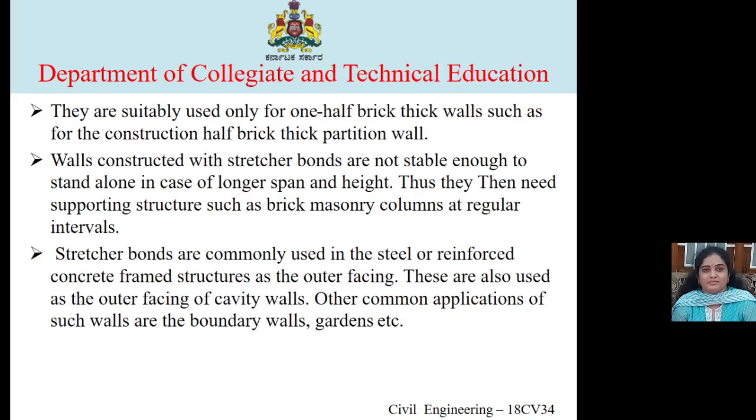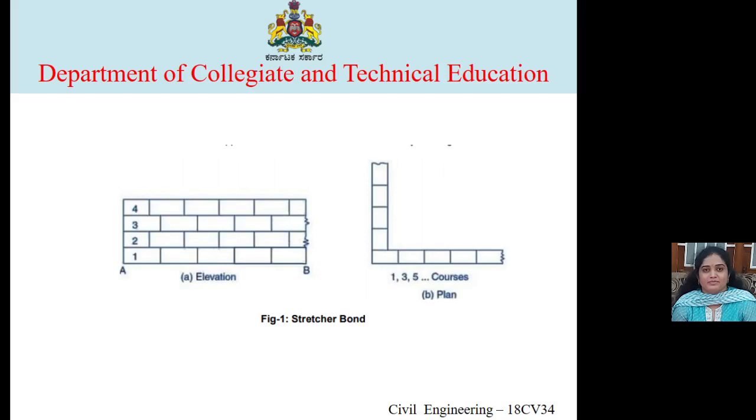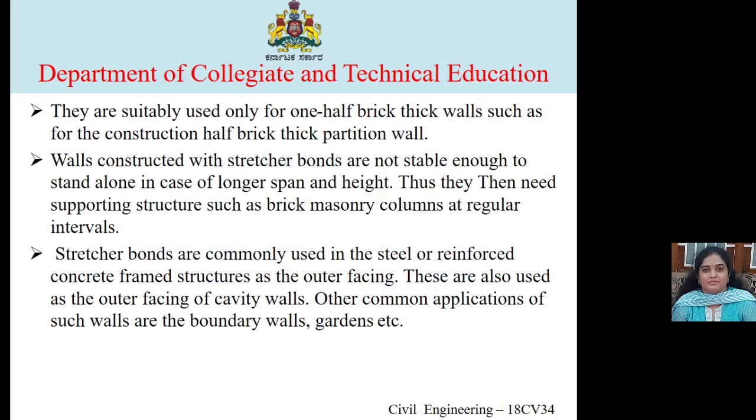Something like this it looks. This is the elevation and plan of the stretcher bond. They are suitably used only for half brick thick walls, such as for the construction of half brick thick partition walls. In that place, it is good actually whenever you want to construct a half brick thick partition wall.